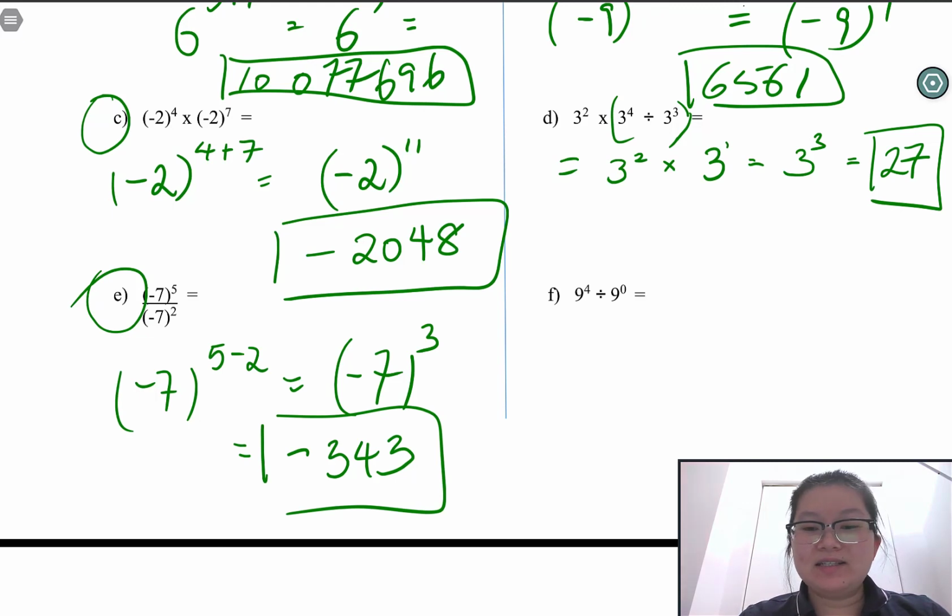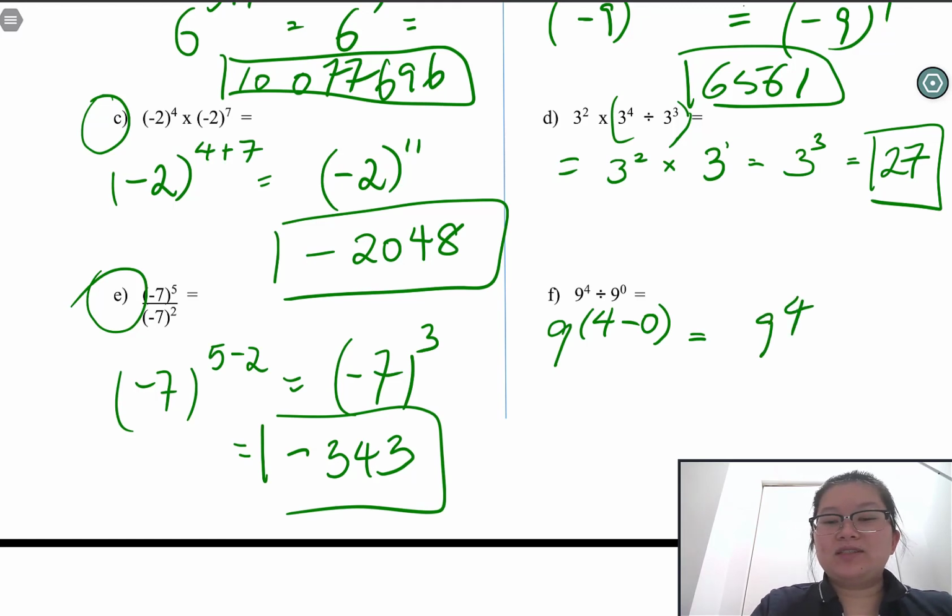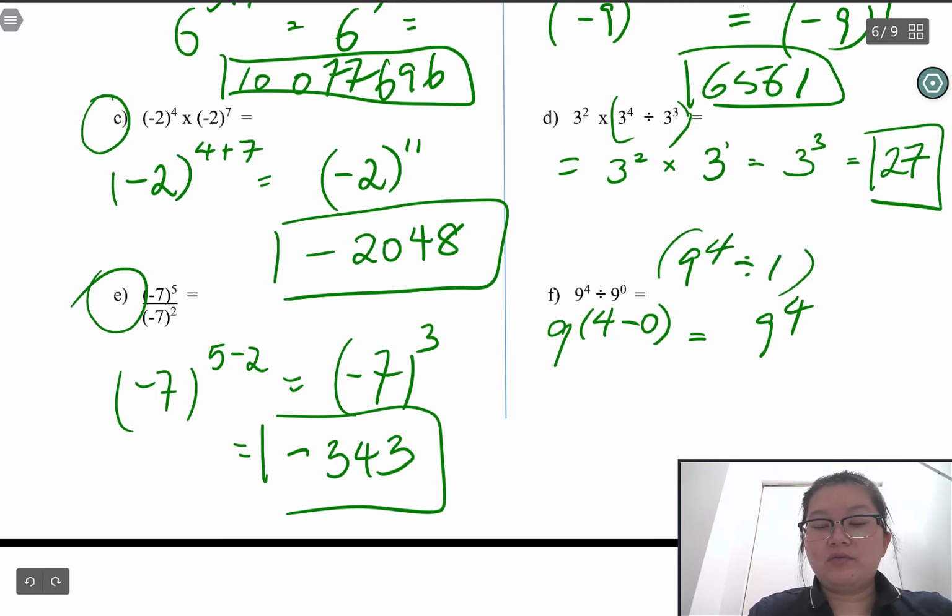Next but not least, let's do F. Oh, this is interesting. Now, you might say that 9 to the power of 0 is going to be 1, so this is just 9 to the power of 4 divided by 1, which is just itself. It's very tempting just to write that, but let's still show it using exponent laws. So this will be 9, and since it's division, we have 4 minus 0, which is just 4. That's just 9 to the power of 4, which is exactly 9 to the power of 4 divided by 1. Okay, you're right, but you do want to show your exponent laws anyways.